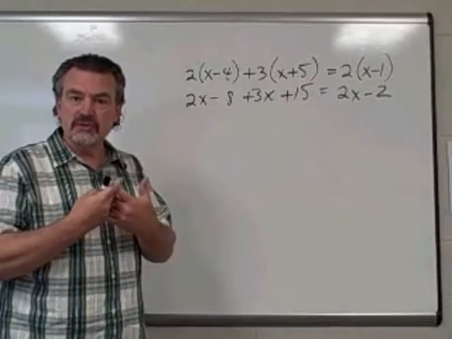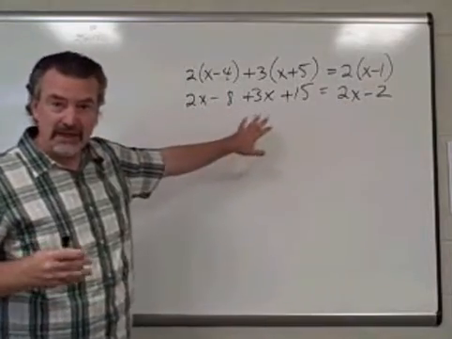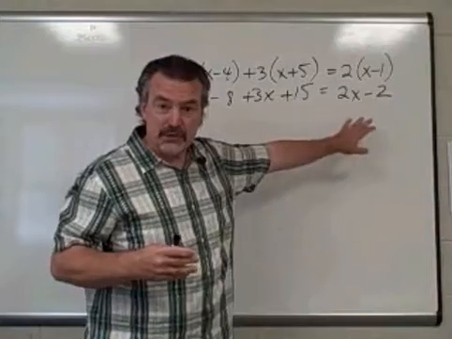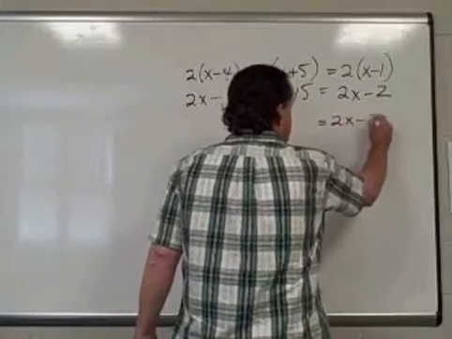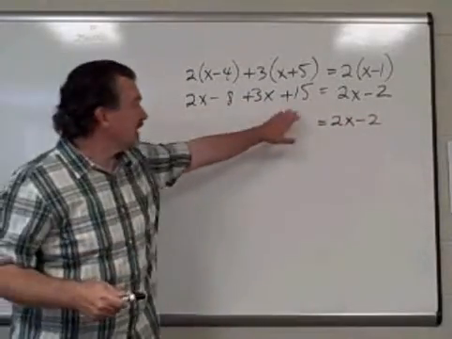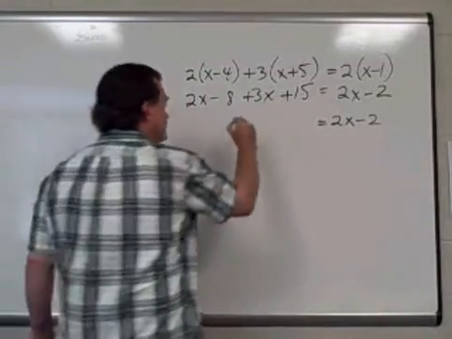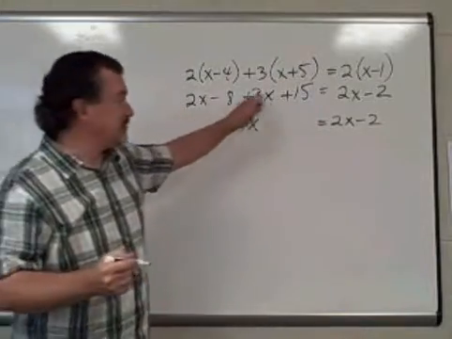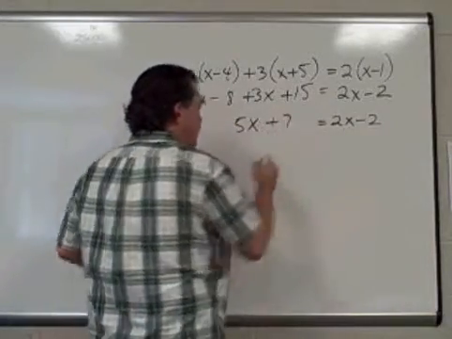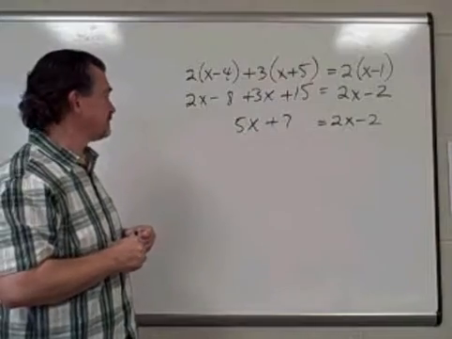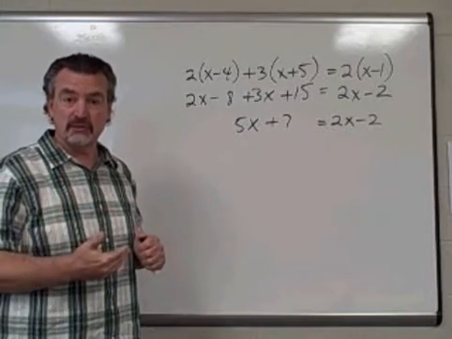Next key word in our procedure was expressions. We're going to look at the individual expressions to see if there are any like terms we can combine. The right-hand expression has no like terms, so we'll simply repeat it. But the left expression has some like terms. 2x plus 3x will give us 5x. Minus 8 plus 15, you owe $8, but you have $15. Isn't that the same as having $7? So 5x plus 7 is what the left-hand expression becomes when we combine the like terms.